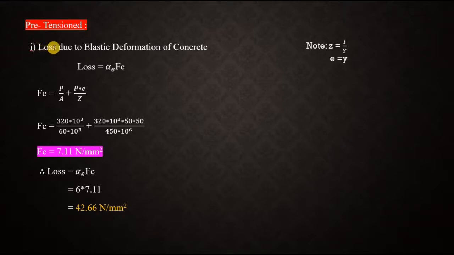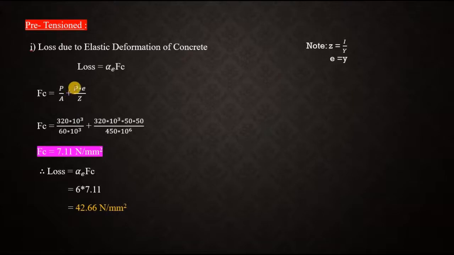The first loss is loss due to elastic deformation of concrete. Generally we know there is a loss of elastic deformation in pre-tensioned system. For that the formula is alpha E into fc, where fc stands for resultant stress, which we don't know. So we should calculate that by using this formula, that is P by A plus Pe by Z.